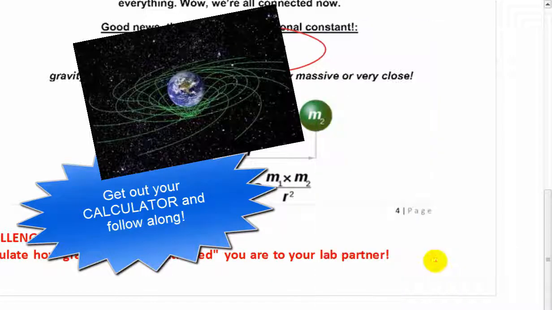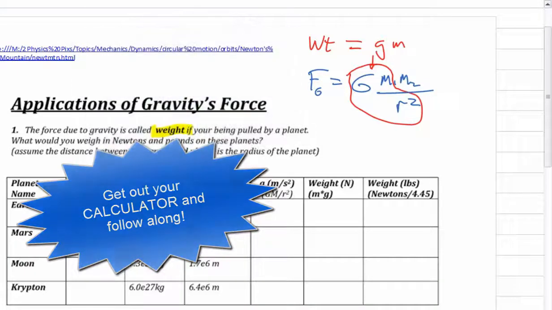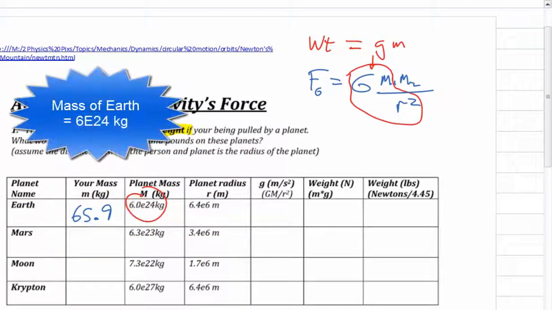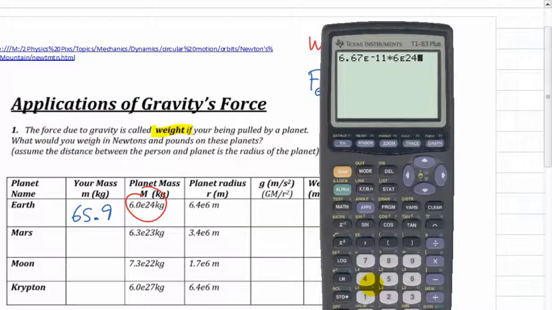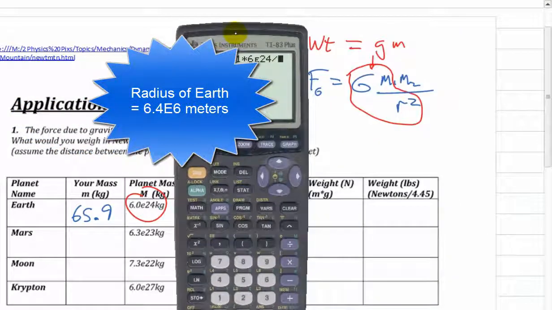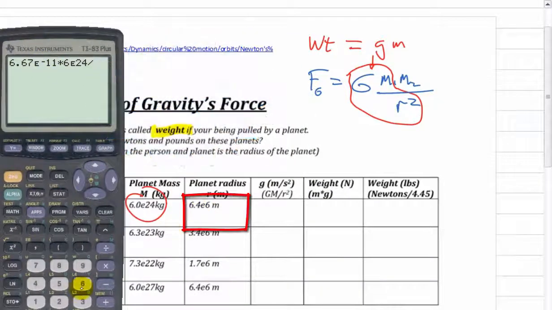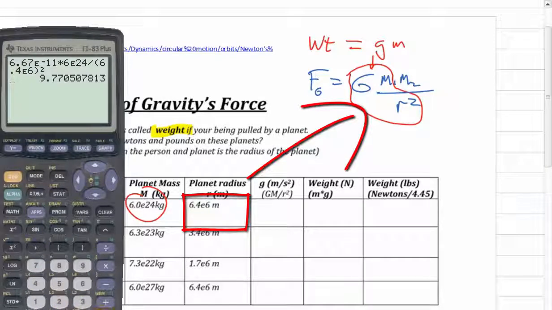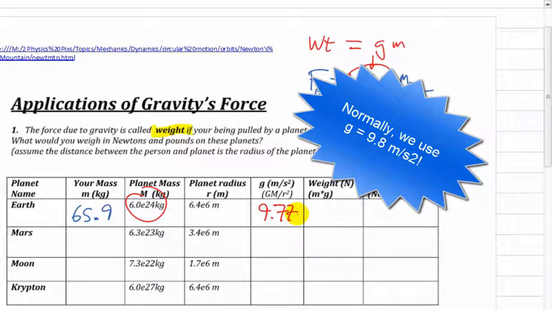Then we're going to multiply that by the mass of the planet. So the Earth, its mass is 6 times 10 to the 24th kilograms. So let's take our universal gravitational constant, multiply by the mass of the Earth, 6 times 10 to the 24th, and then divide by the radius of the Earth, which is 6.4 times 10 to the 6, or 6.4 million. And if all goes well, boom, we get 9.77. Though on the surface of the Earth, it's usually closer to 9.81, depending on if you're at sea level.